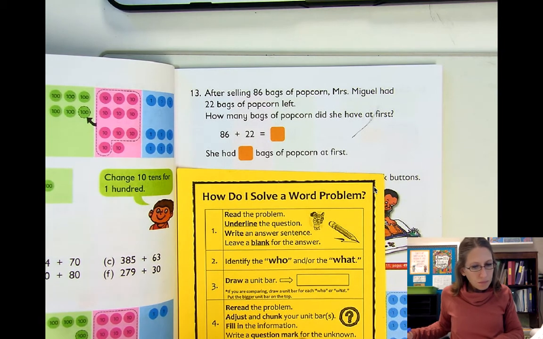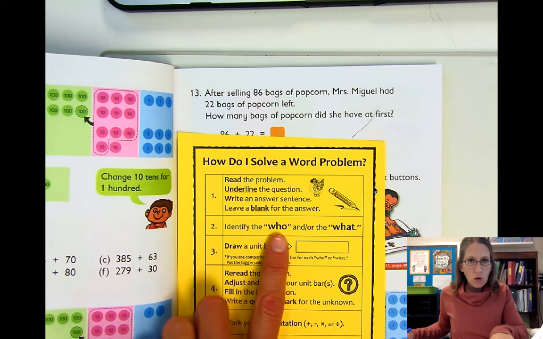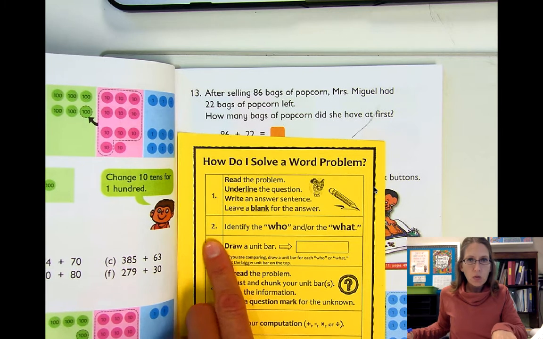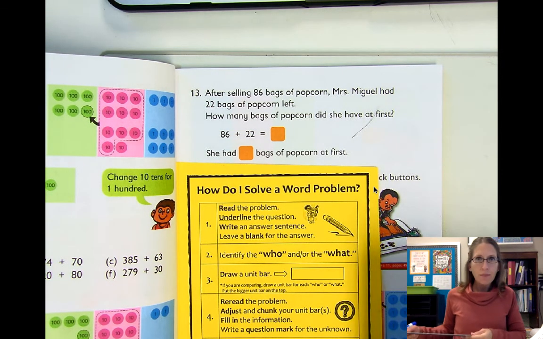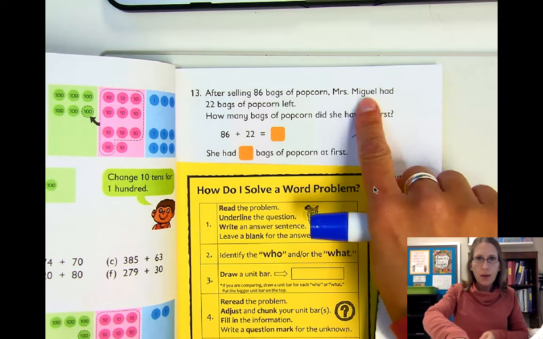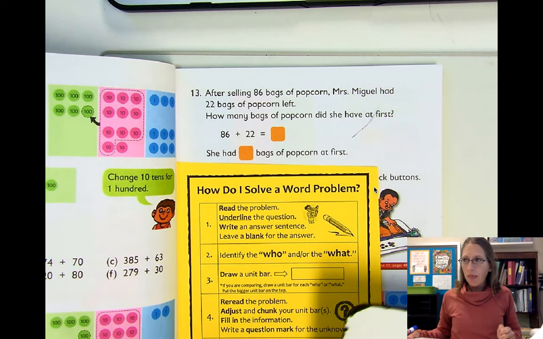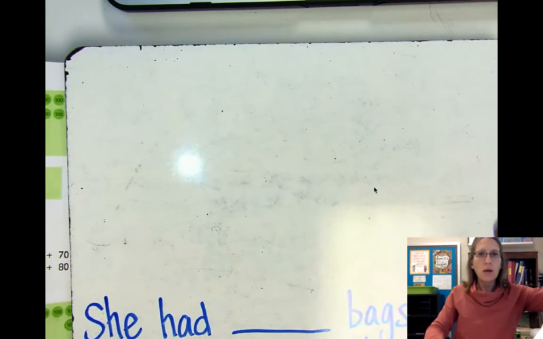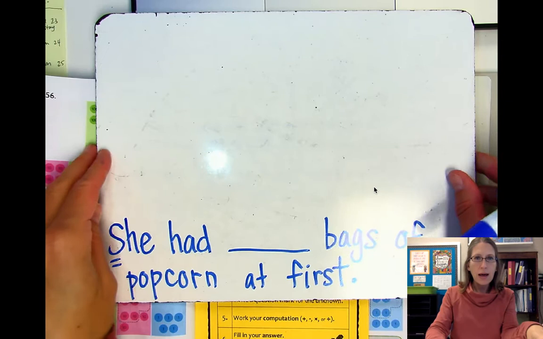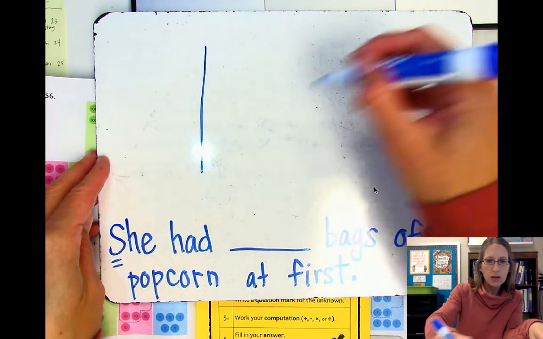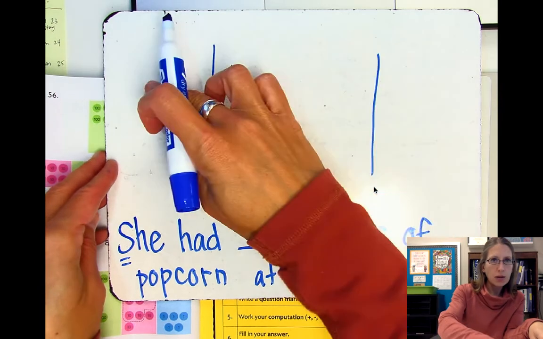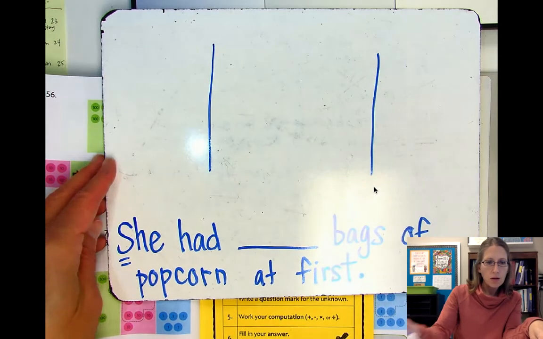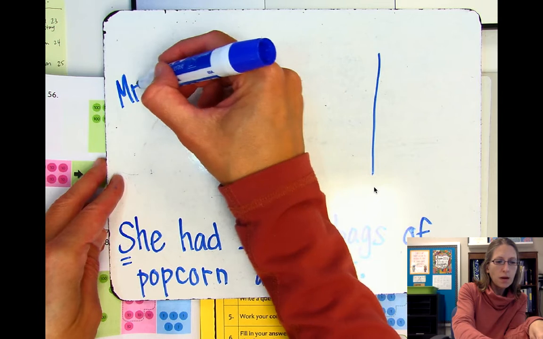All right. Now we're going to identify the who and or the what. So this is kind of step 2. So who are we talking about here? Yeah, it's Mrs. Miguel. And one other thing that is kind of a prudent idea for us when we're doing our word problems is what we can do is draw a couple of lines to separate our spaces here. So what I like to do is draw a couple lines here, and then I know something should go here, something here, and something here. So here is our who and our what.